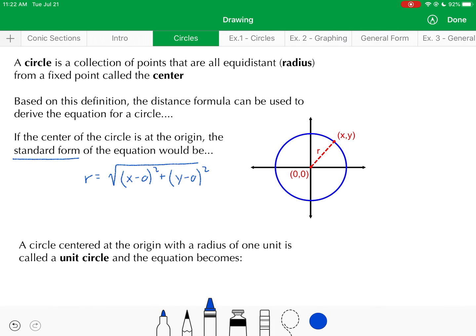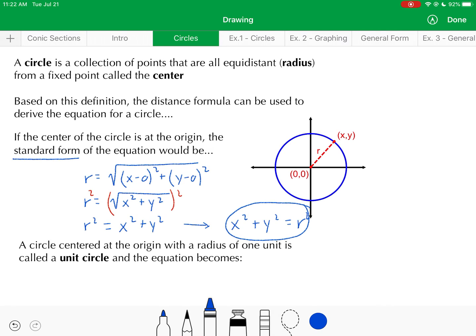All right, and of course x minus 0 and y minus 0, those are both really just x and y. So I can think of this as r equals the square root of x squared plus y squared. And then I'm going to square both sides here so that I can drop the radical. And I'll end up with r squared is equal to x squared plus y squared. And right there's your standard form.